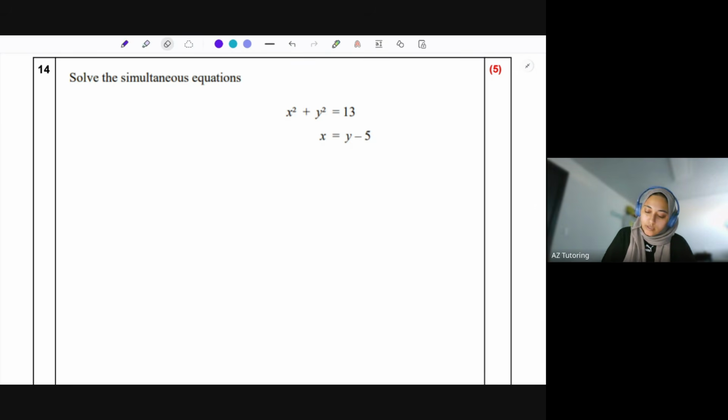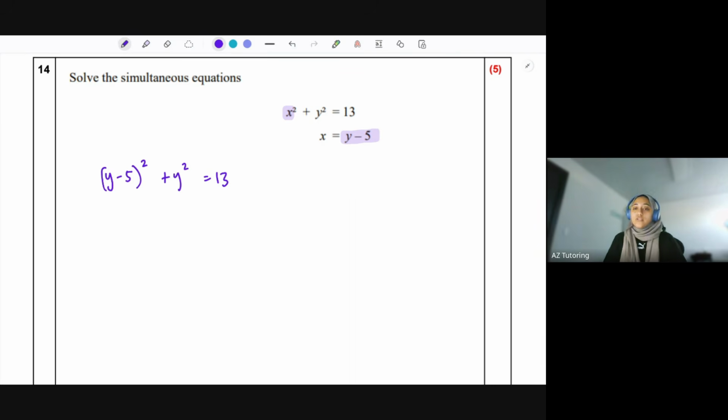So x equals y minus 5. I'm going to substitute y minus 5 into the top for x, because that's what x equals. In order to solve simultaneous equations, we need an equation that has just one letter in. That's the reason why we substitute in. So x squared, which is y minus 5 all squared, plus y squared equals 13.